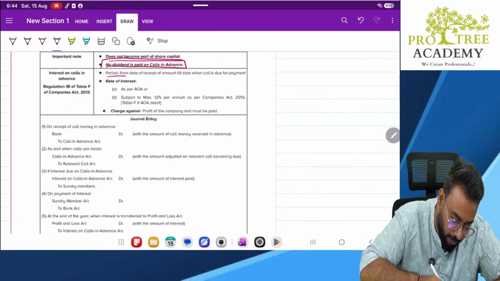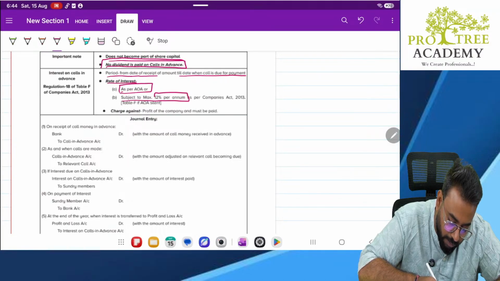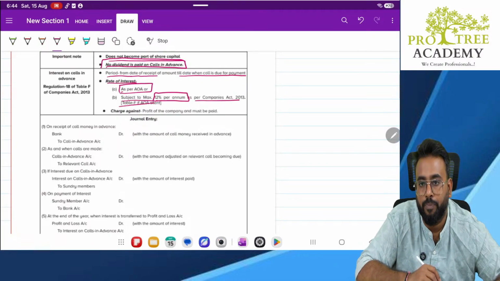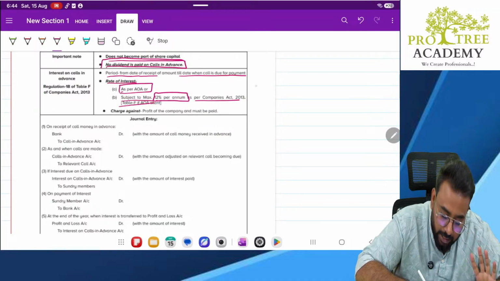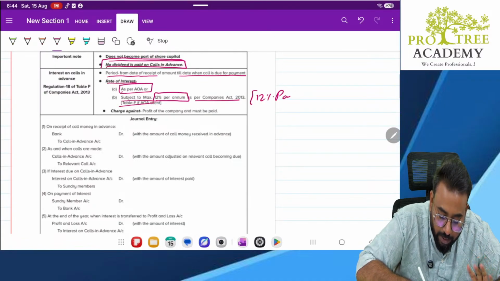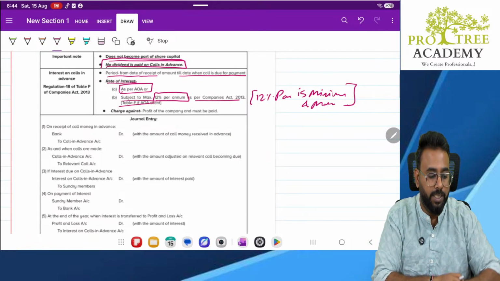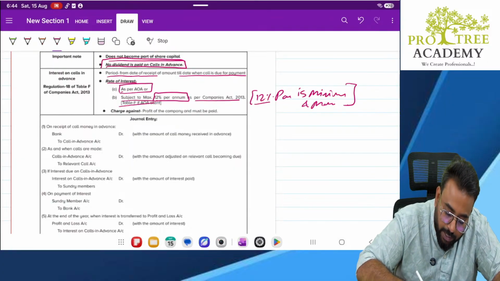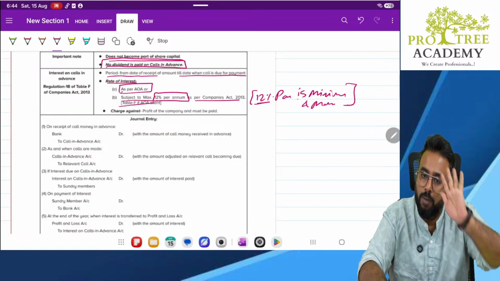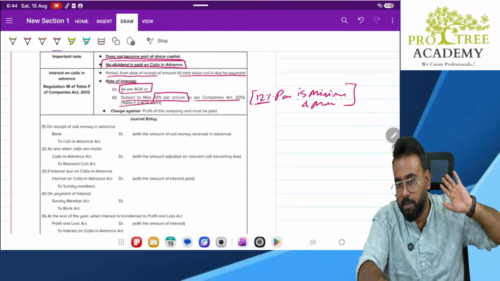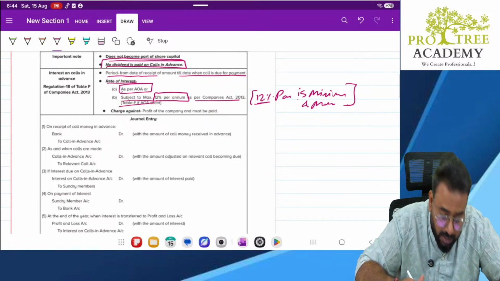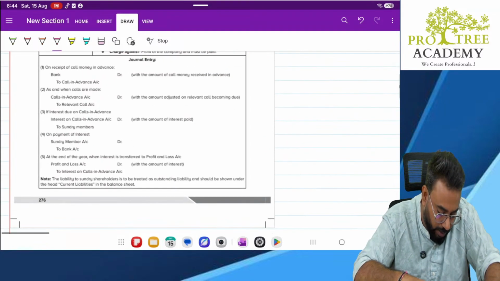Interest on calls in advance. Period from the date of receipt of the amount till the date when call is due for payment. Rate of interest as per AOA or subject to maximum 12% per annum as per Companies Act 2013. See, when AOA doesn't tell anything, 12% per annum is the maximum. If article of association doesn't specifically tell how much interest can be paid on calls in advance, 12% is the maximum. Clear? If article of association says something, then we can pay according to that. Clear?